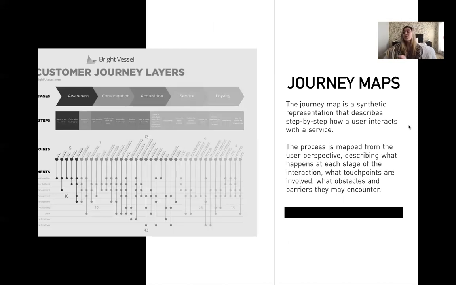So journey maps. Journey maps are a synthetic representation that describes step-by-step how a user interacts with a service. I'm just going to make sure real quick that I am in fact recording. Okay, good. The process is mapped from the user perspective, describing what happens at each stage of the interaction, what touch points are involved, and what obstacles and barriers they may encounter.